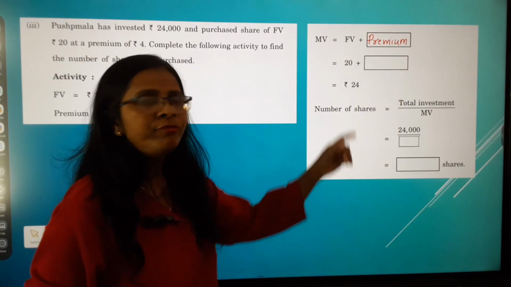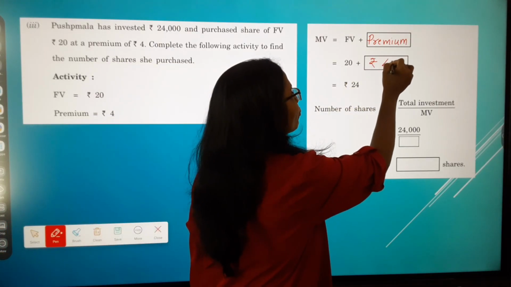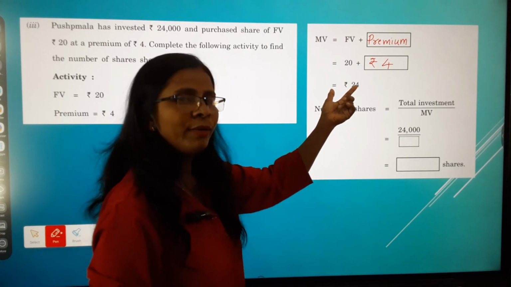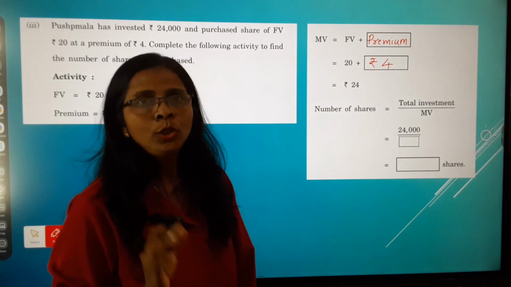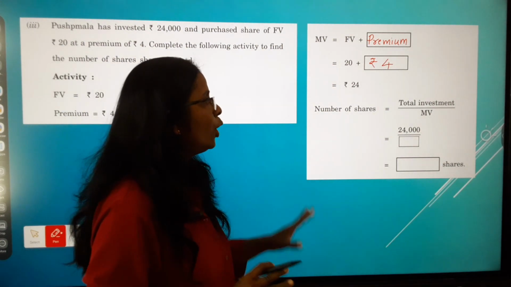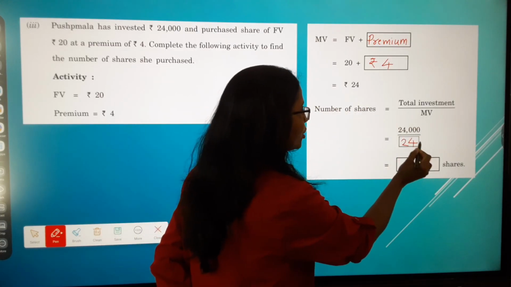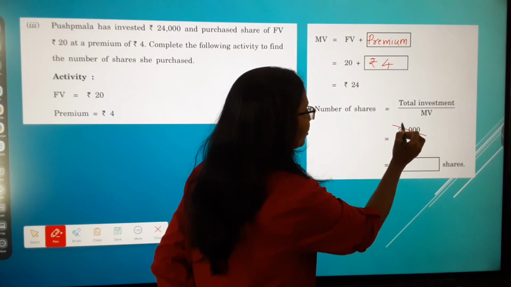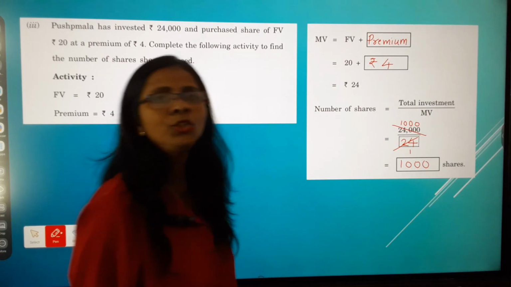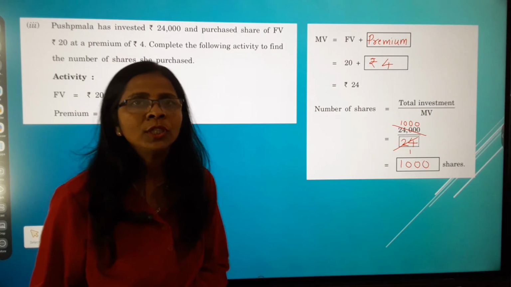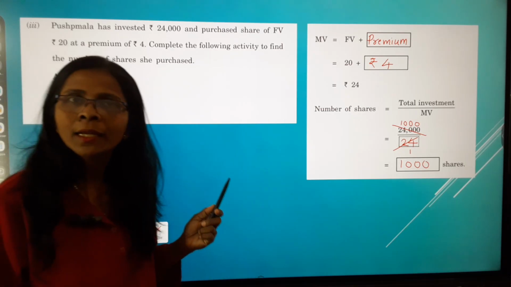So now 20, the face value, plus the premium of rupees 4, so the answer is rupees 24. Then the number of shares is equal to total investment upon market value. So 24,000 divided by the market value, which is 24. 24 ones are 24, then 3 zeros. That means 1,000 shares.